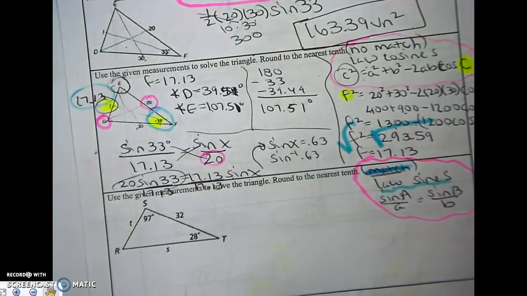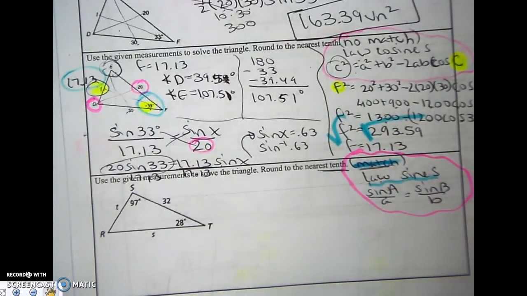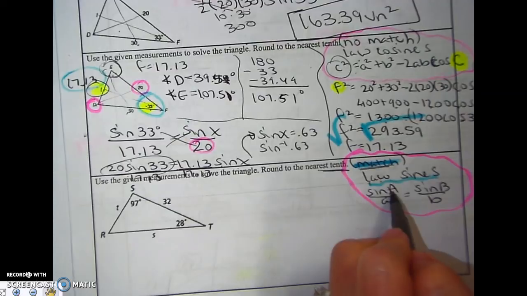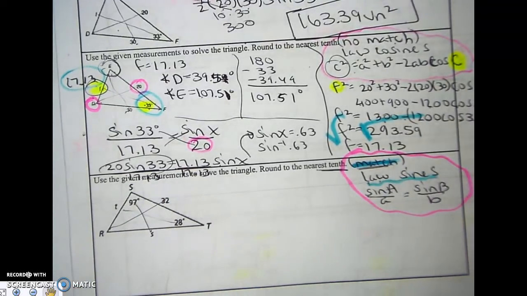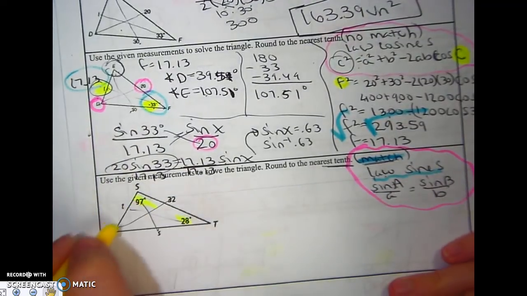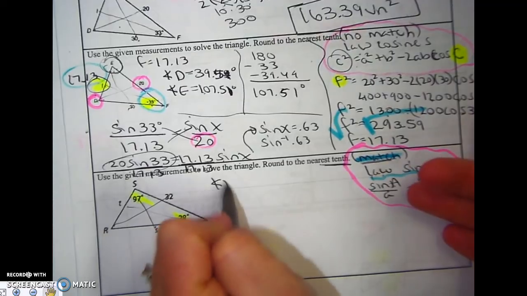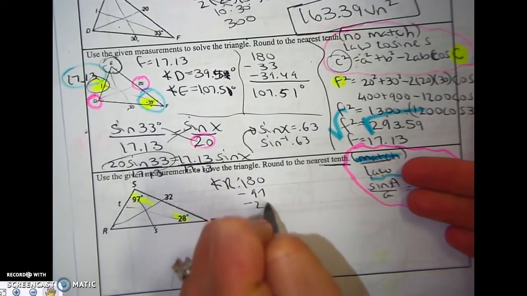Let's go to the next one. They're asking me to round to the nearest tenth again. Law of sines. The law of sines means there's a match. But this goes with this, and this goes with this, and this goes with this. So some would say there isn't a match. But if you look here, I already have two of the angles. So I could get angle R by going 180 minus 97 minus 28. And then that'll give me angle R.